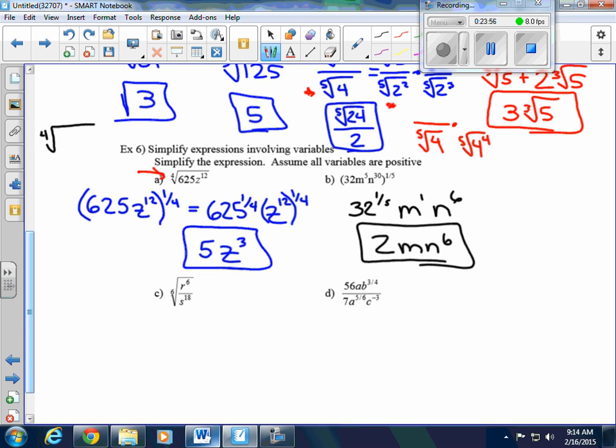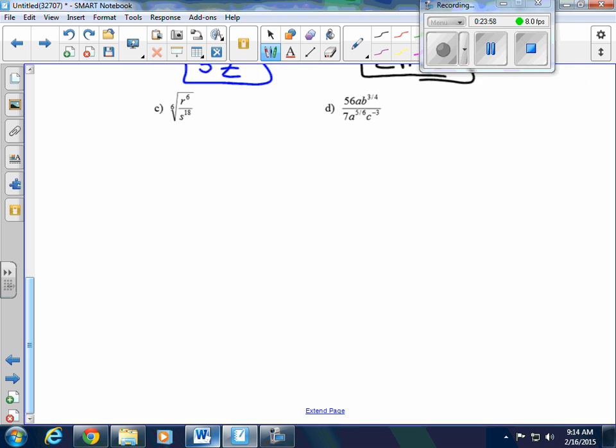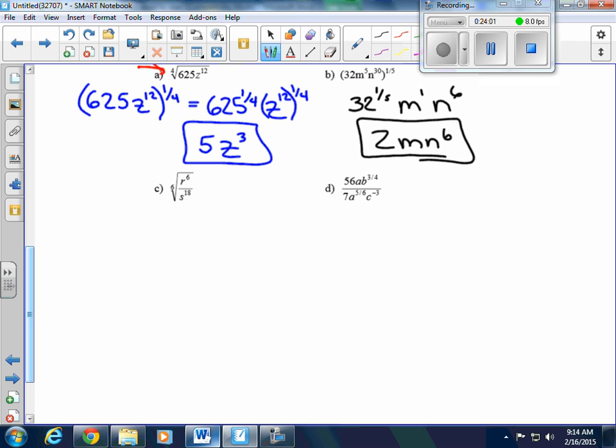Okay, and we can do this the same way for example C. Now, if you like radicals, that's great. Leave it in radicals. Sometimes it's much easier to see. But if you take this, you break it up as the 6th root of r to the 6th over the 6th root of s to the 18th. Well, that is going to end up giving us r over s to the 3rd.